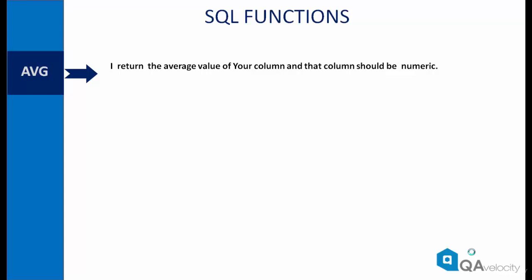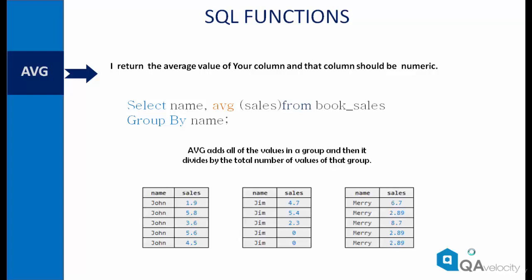So the average function returns the average value of your column, but that column must be of numeric data type. It cannot get an average of a string column. Our query would be: select name, average of sales person from books_sales table, and the result would be grouped by name. First, this query will group the sales result by each person, John, Jim and Mary, and then it divides by the total number of values in that group.